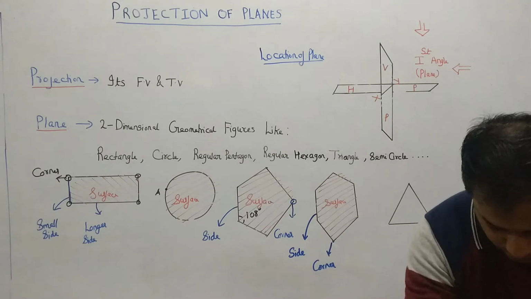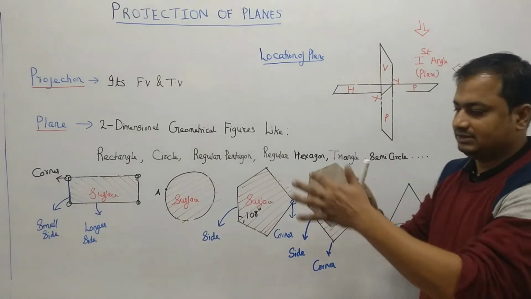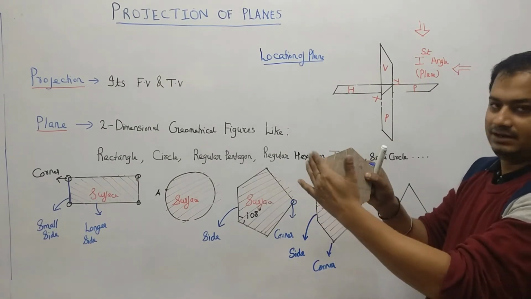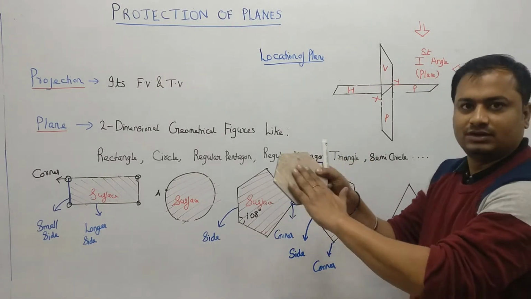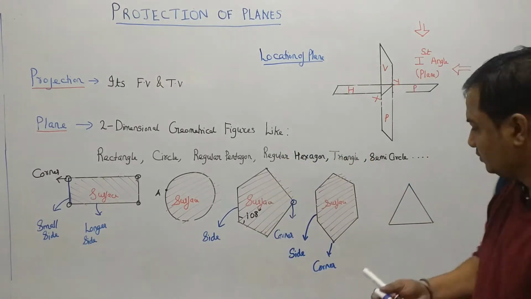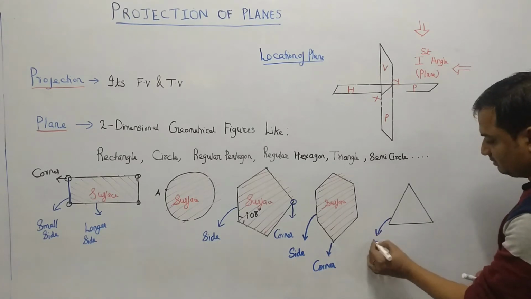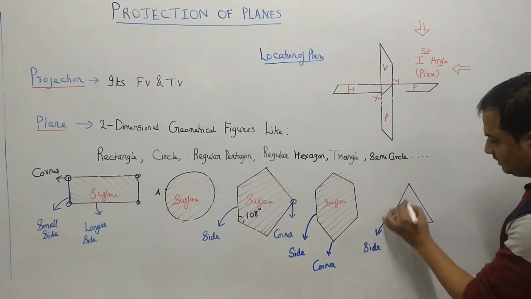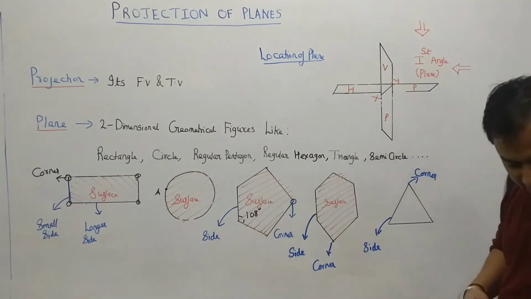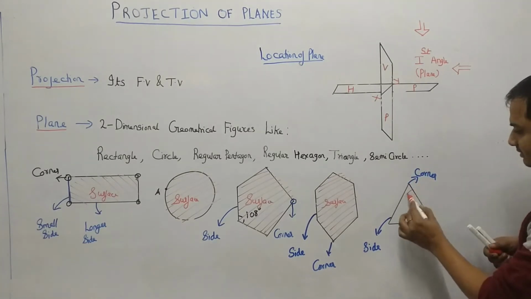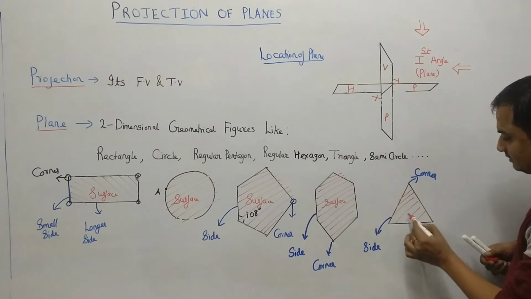So again if I just show you by means of this model. So this is the side of the hexagon, these all are the sides, this is the corner of the hexagon and this is the surface of the hexagon. Similarly for the triangle also, so this is the side of the triangle, this is the corner and this is the surface of the triangle.